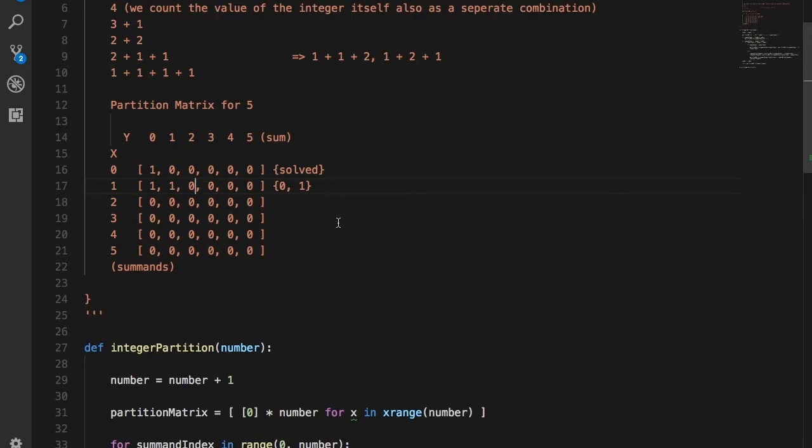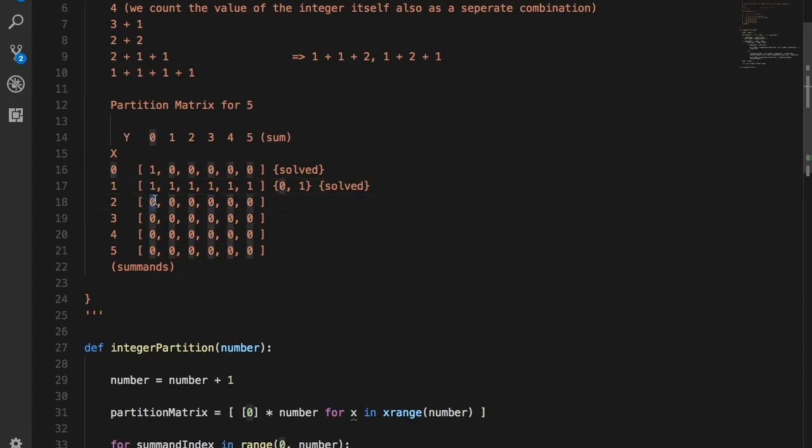The reason we are using two 1s in this case is because we assume in this algorithm that we have an unlimited supply of summands, which in this particular case means using multiple 1s for creating our combinations. Same goes for 3, which is 1 plus 1 plus 1. Same goes for 4, which is 1 plus 1 plus 1 plus 1. And 5, which is 1 plus 1 plus 1 plus 1 plus 1, respectively. That was a lot of 1s. If you observe, the entire row is filled with 1s. And now we can move forward to the next row.